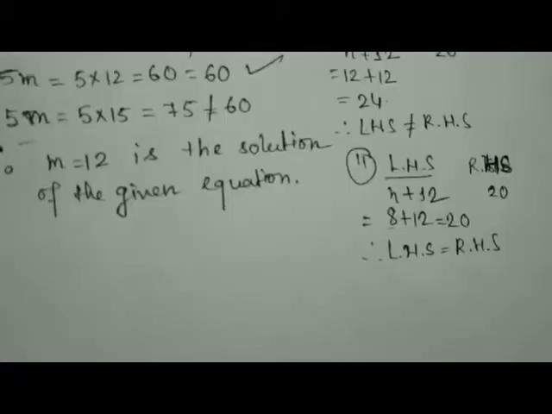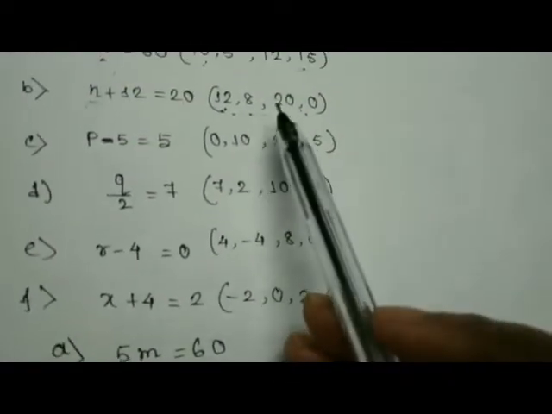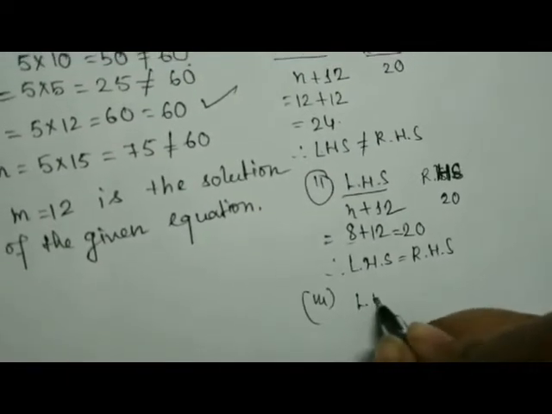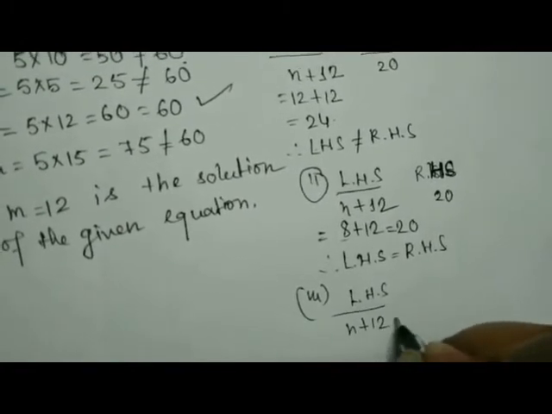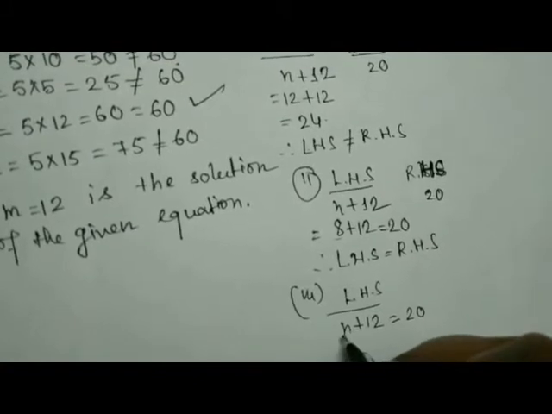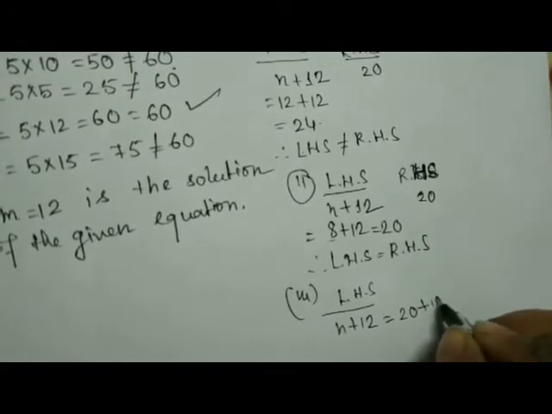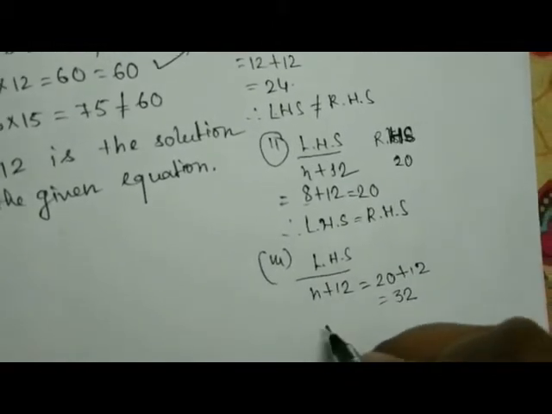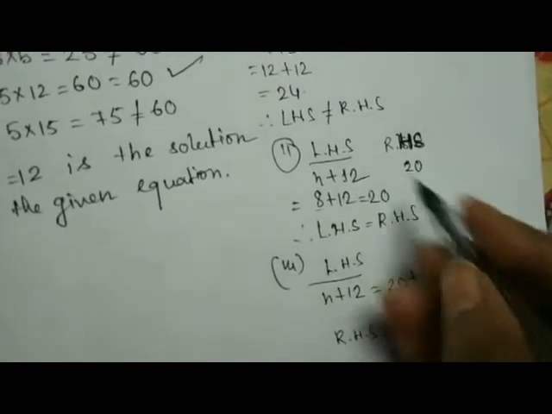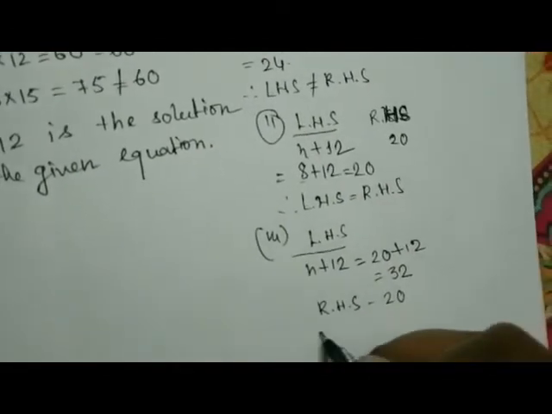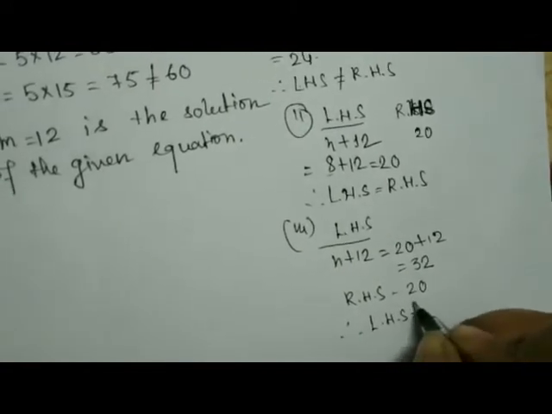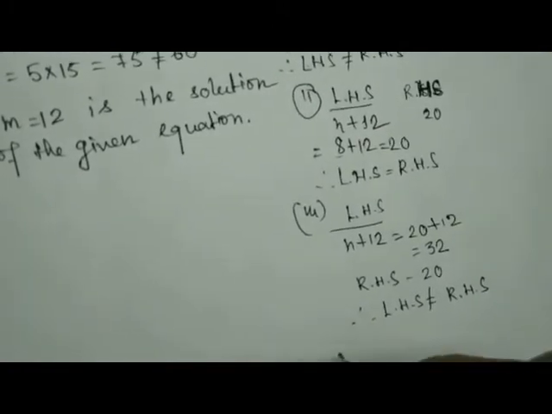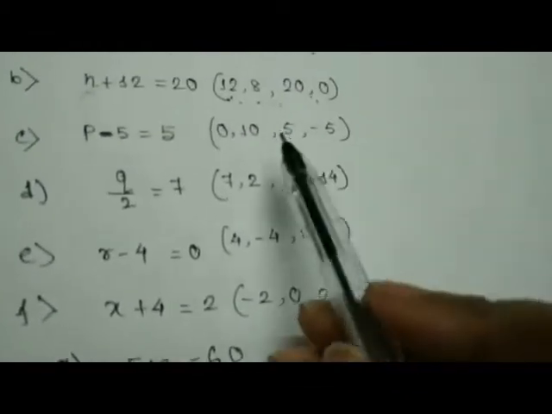Now in the next one we have 20. So we will put 20 on the left hand side. So the left hand side is n plus 12, and the value of n is 20 here. So 20 plus 12 is 32, which is not equal to the right hand side because on the right hand side we have 20. So we will write left hand side is not equal to right hand side, and that means this is not the solution of the given equation. And in the last option we have 0.